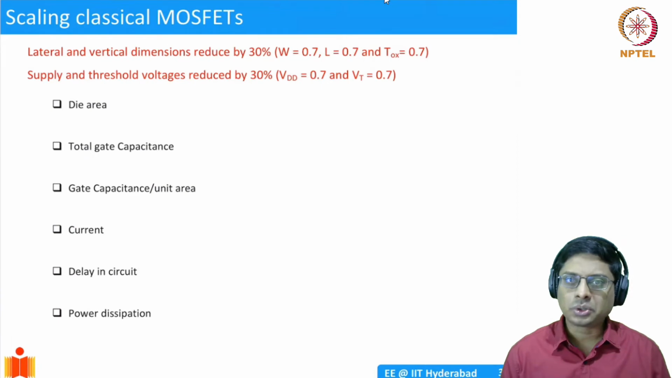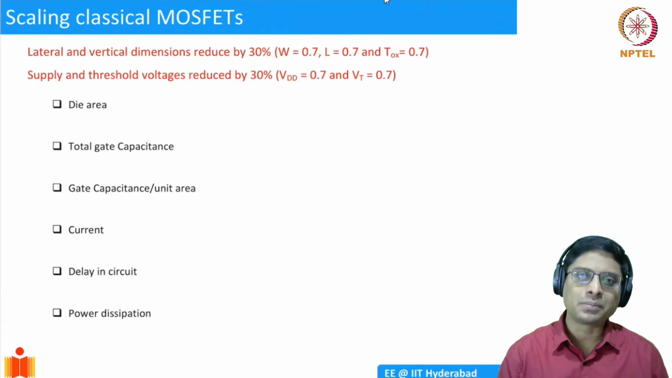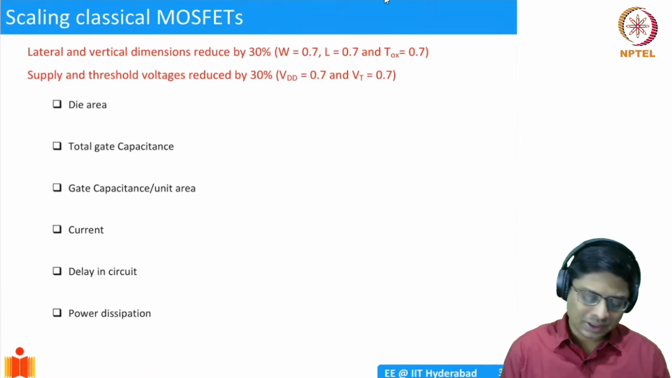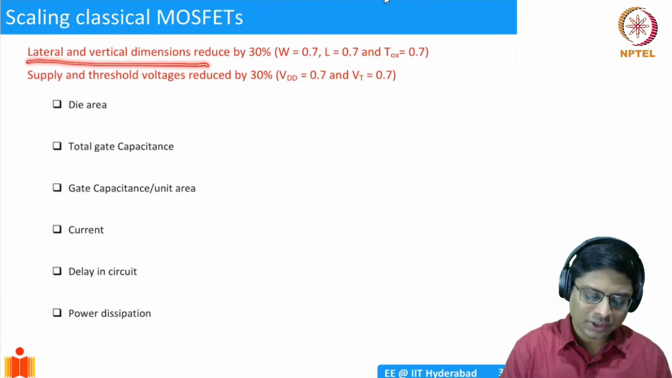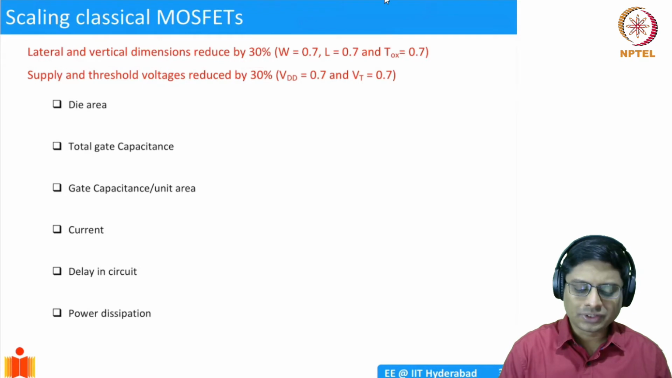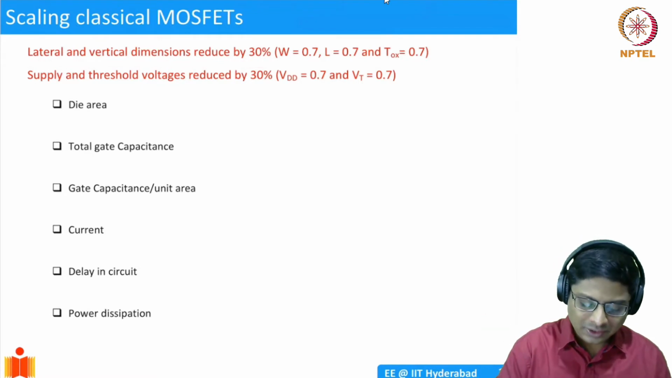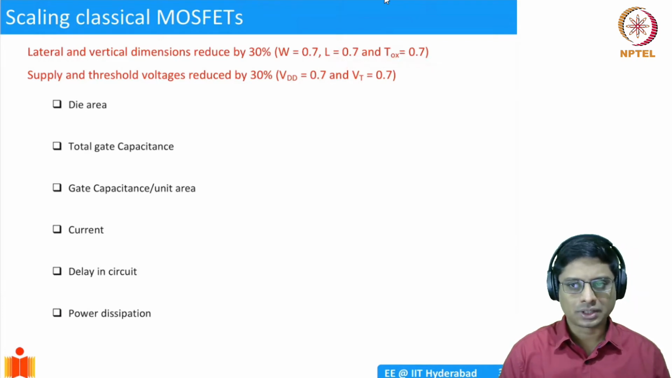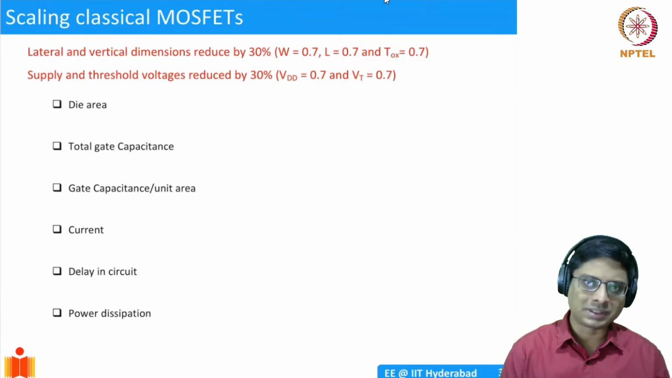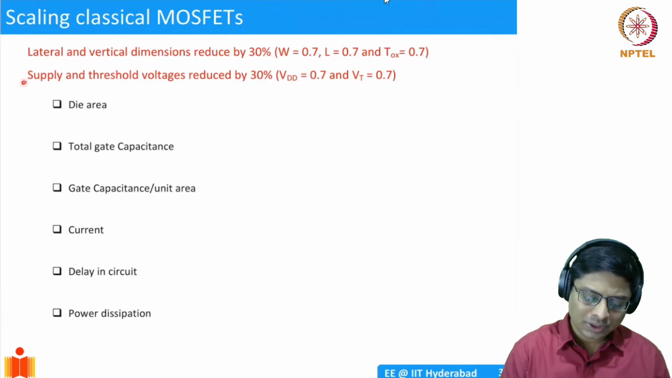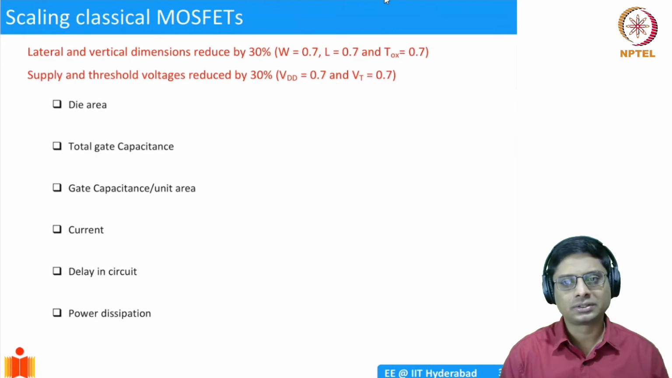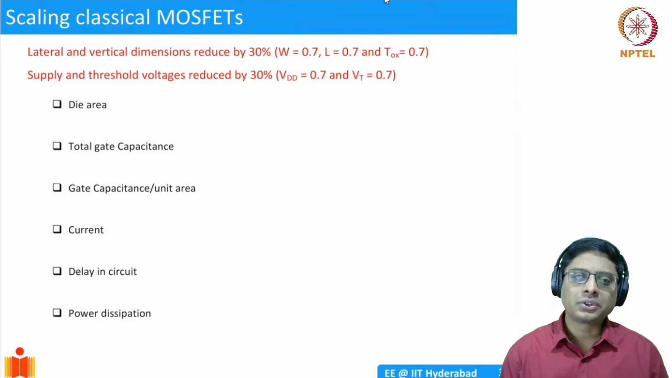To show you that, I will go step by step and compute some parameters here. To start with, I'm assuming that the lateral dimensions and the vertical dimensions are reduced by 30%. That means, let's say initially W was 1, I'll make it 0.7. L was 1, I'll make it 0.7. Tox was 1, I'll make it 0.7. It's just shrunk by 30%. Similarly, the voltages are scaled by the same 30%. So we get VDD of 0.7 and VT of 0.7. Now we want to see what happens to these parameters after scaling.